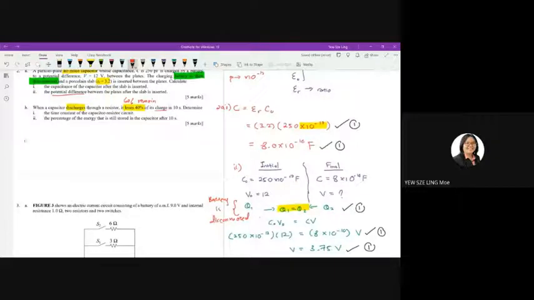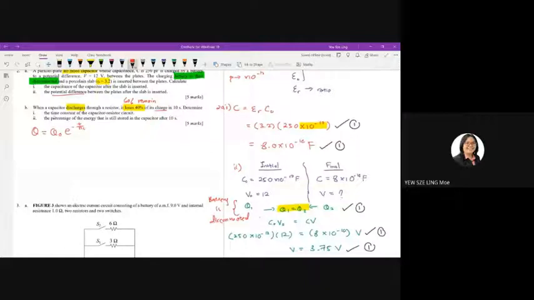Therefore, the equation that should be used is Q equals Q0 exponential negative t over RC. A lot of you got the wrong equations. You selected the wrong equation. This is the equation for the discharging process. Q equals Q naught exponential, not electron, this e stands for exponent. Exponential negative t over RC. Okay, so this determines the time constant of the capacitor resistor circuit.